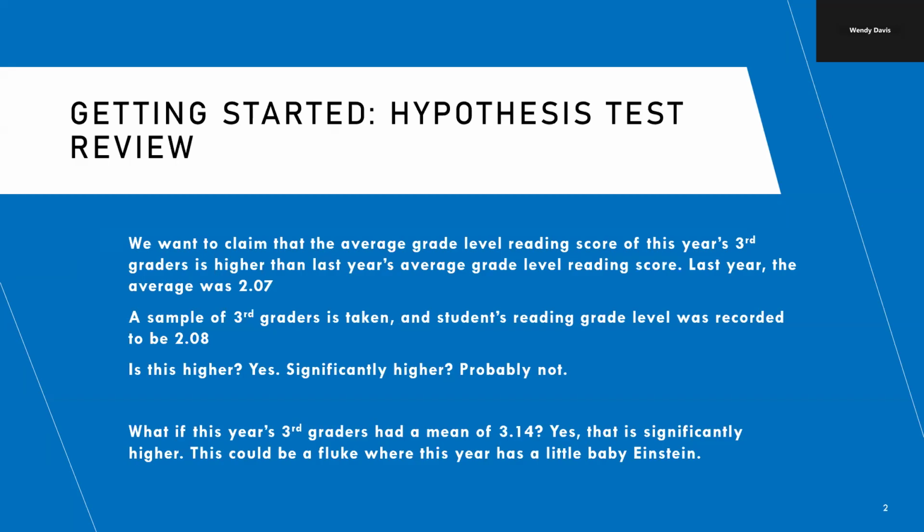Is this higher? Yes. Significantly higher? No. 2.08 and 2.07, very close. Okay, it's not significantly higher. What if this year's third graders had a mean of 3.14? Yes, that's significantly higher. This could just be a fluke where maybe this year had a little baby Einstein, some very smart little kid, and it's just some random fluke where that is extremely higher.